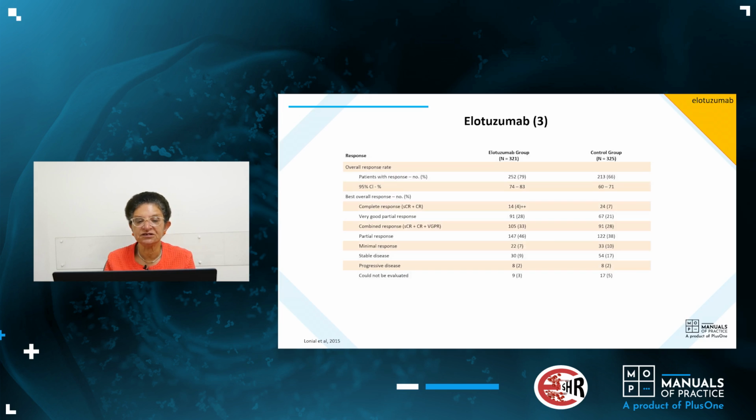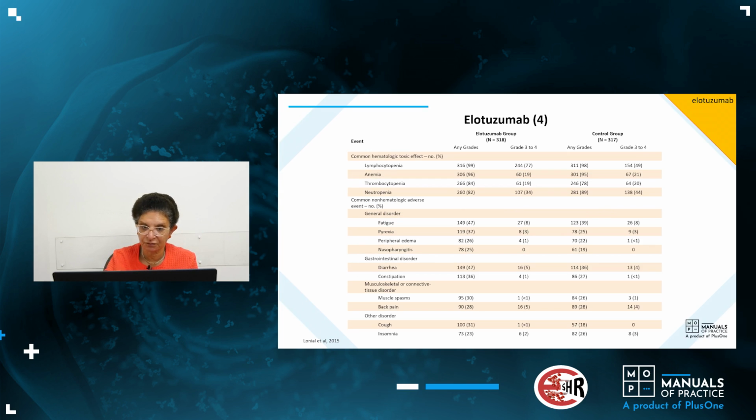And here you can see the responses, and as you can see, better overall responses in the elotuzumab arm versus the non-elotuzumab arm. How about side effects? Side effects, grades 3 or 4, were not very high in the elotuzumab arm versus the other arm.